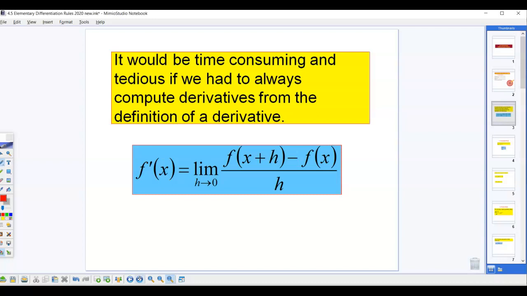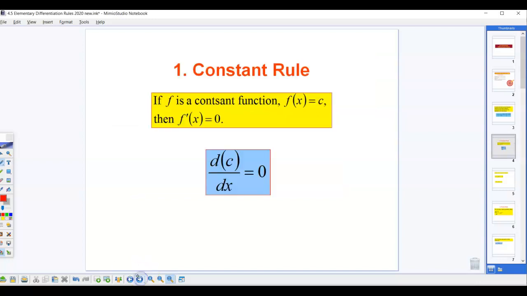We can find the derivative of any function using this formula. However, to compute a derivative using this formula is a very time-consuming procedure. So mathematicians have come up with some shortcut rules to help us calculate derivatives. The first rule is the constant rule. The constant rule says if I take the derivative of a constant, it is 0.